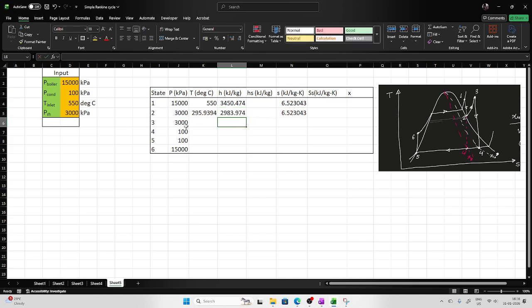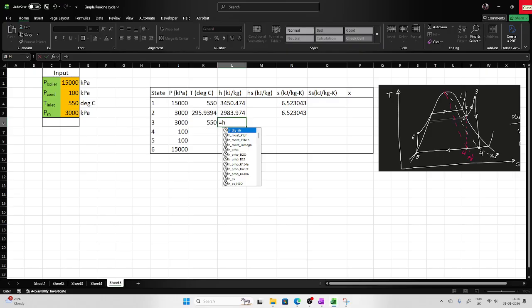Once this has been known, I can come to point number 3. Point number 3 should have the same temperature as point number 1. It cannot go above; it can be below, but it cannot go above. So I am assuming that points 1 and 3 are at the same temperature. Once this is known, I can evaluate the enthalpy based on pressure and temperature. Likewise, you can also evaluate the entropy based on pressure and temperature for water.